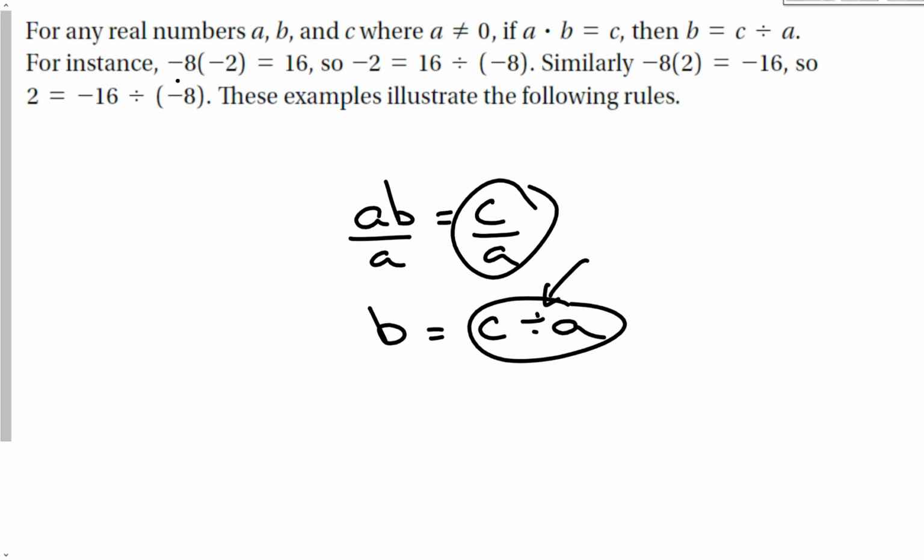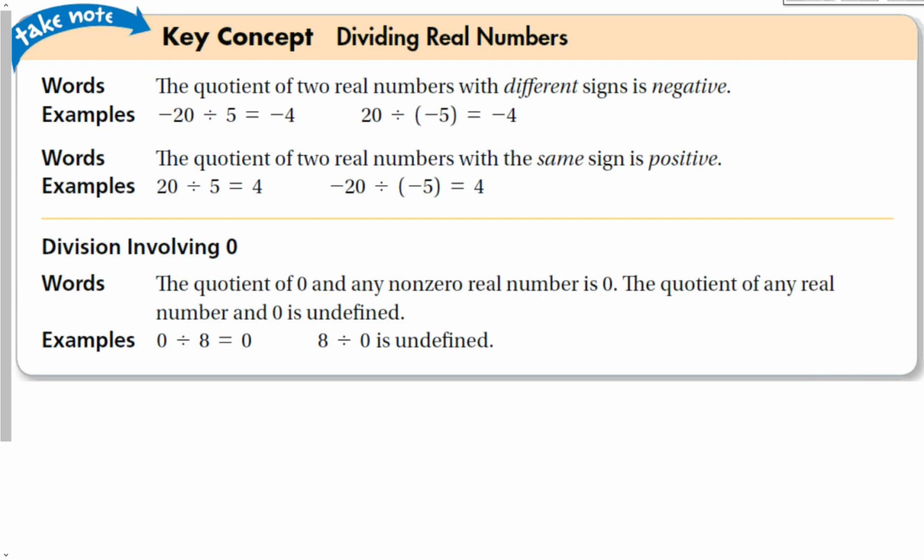Okay, so here's an example. Negative 8 times negative 2 is positive 16. So if I were to divide both sides by negative 8, we would have negative 2 is equal to 16 divided by negative 8, and vice versa. Okay, so our key concept for dividing real numbers is that the quotient of two real numbers with different signs is negative, just like it was for multiplication. The quotient of two real numbers with the same sign is positive, just like it was for multiplication.